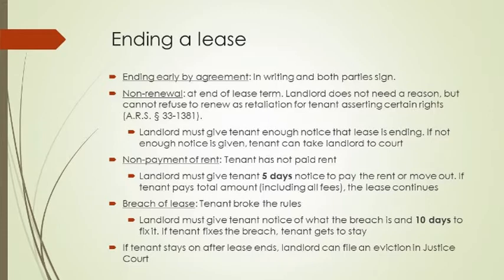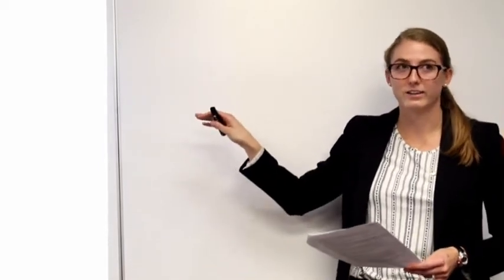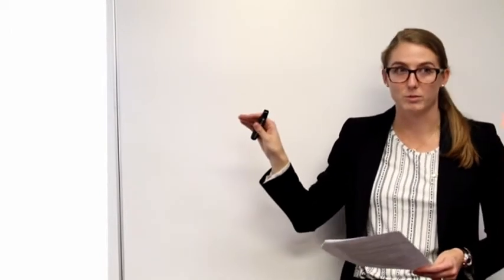So if you have a year-long lease and you're the tenant and you're 3 months in and you want to move out for whatever reason and the landlord agrees to let you go without charging you or whatever agreement you come to, you can do that. Again, do this in writing. This needs to be in writing. It needs to be signed by both parties.